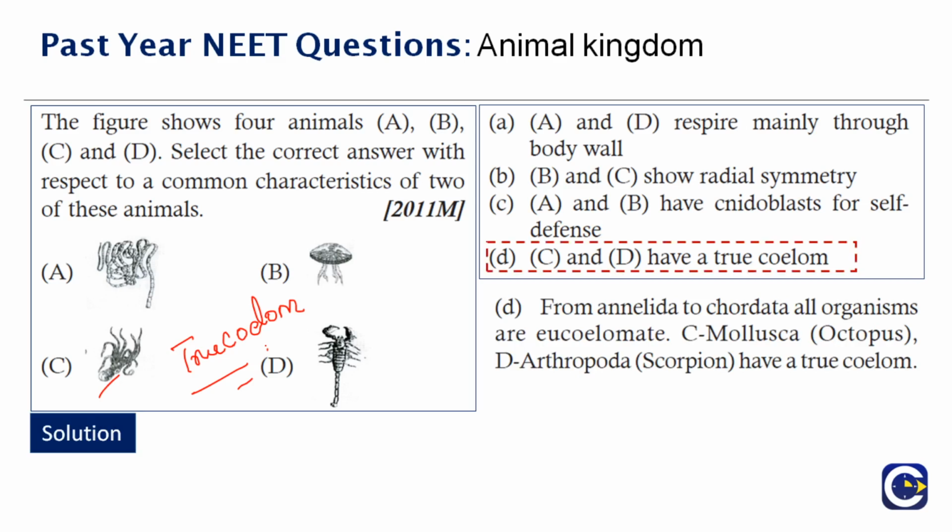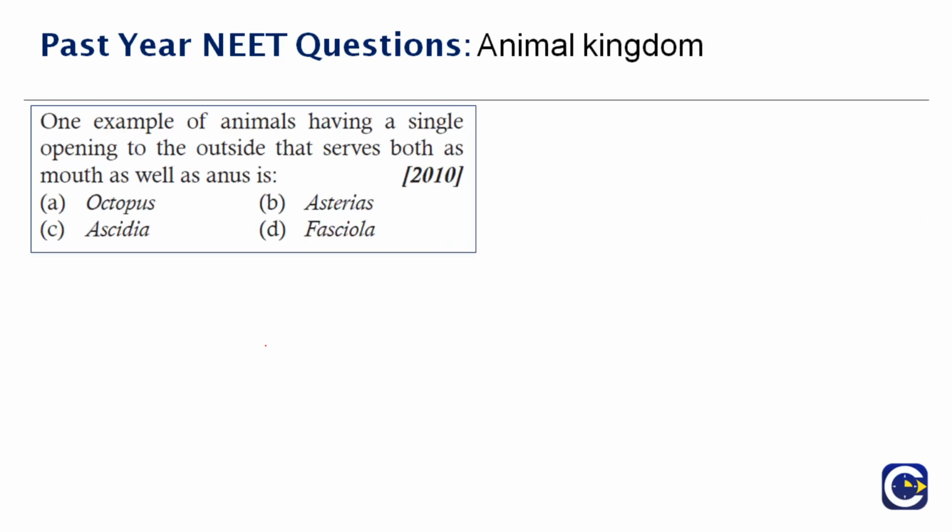Okay, next question here. One example of animals having a single opening, so it's a single part which will serve as mouth and as anus. So we all know that the flatworm has this capability, right? Fasciola, a flatworm, has a single body opening to the outside that serves both as a mouth for ingestion and also as an anus, where all the excretory products are eliminated from the body.